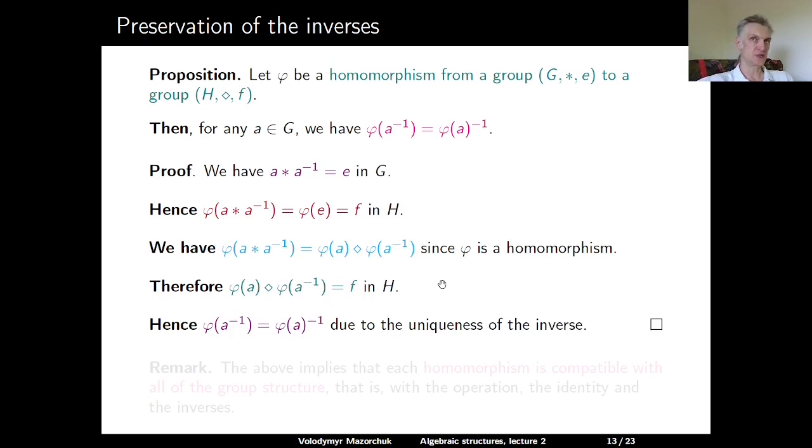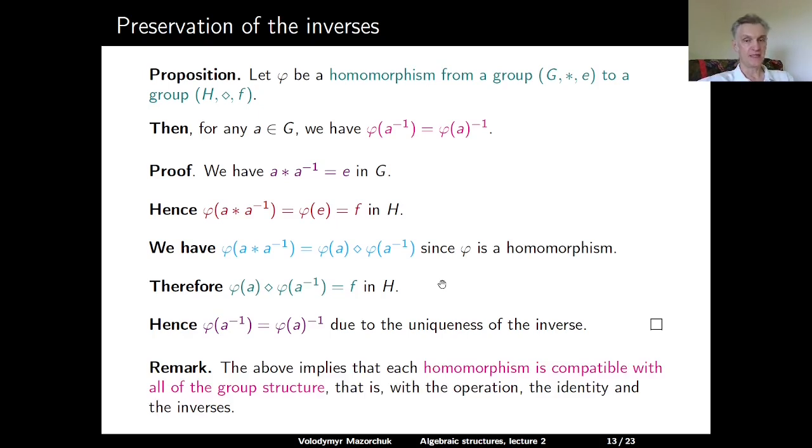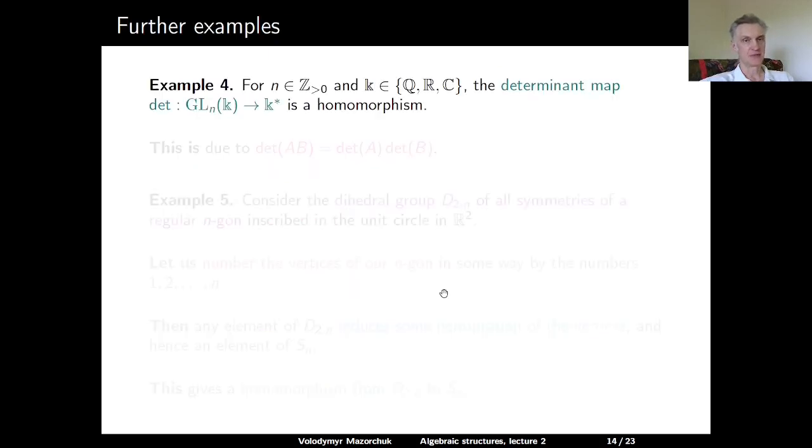But we know that the inverse is unique in a group, so phi of A inverse must be equal to the inverse of phi of A. This is due to the uniqueness of the inverse. Altogether, we see that group homomorphisms are compatible with all of the group structure. So they map the operation in the first group to the operation in the second group, the identity in the first group to the identity in the second group, and the inverses of the first group to the corresponding inverses in the second group. Here are some other examples.